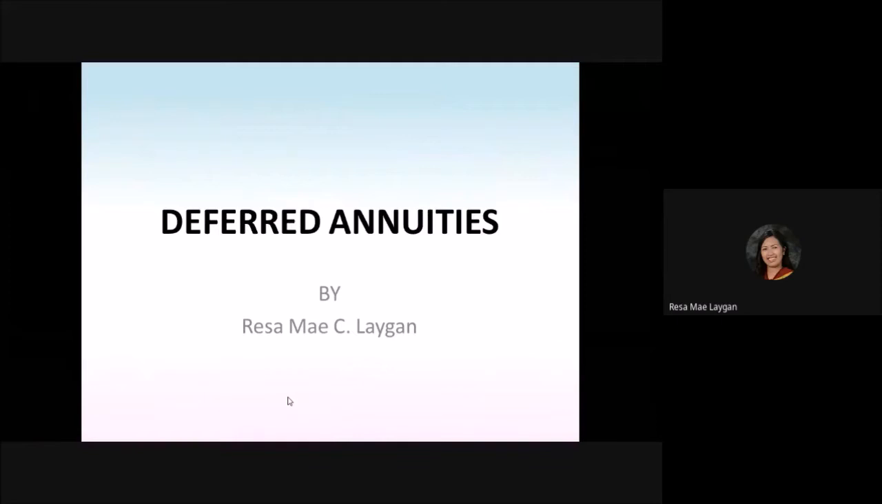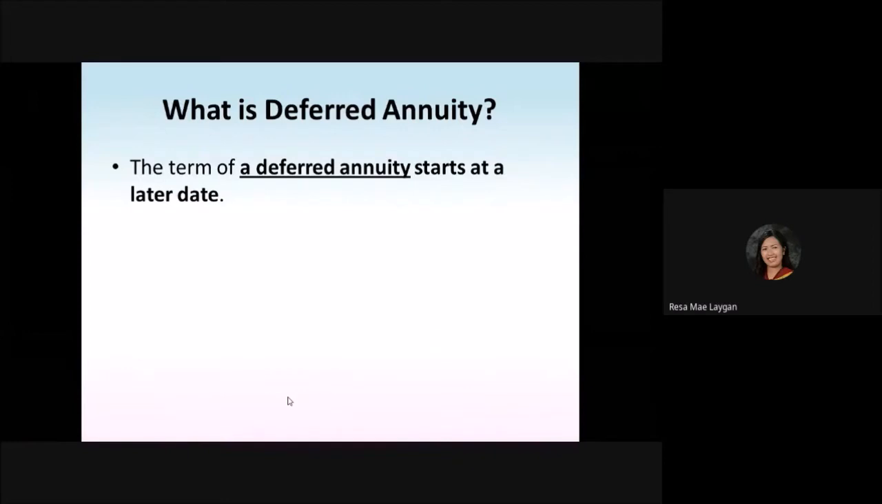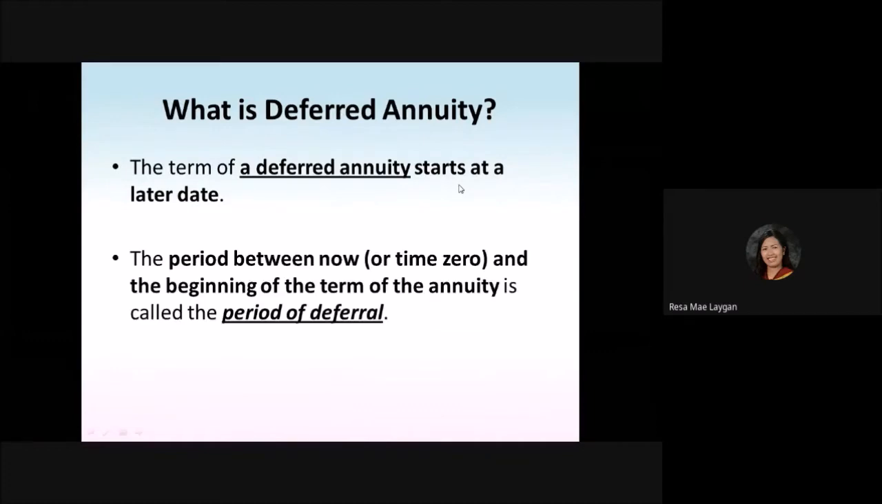Deferred annuities. This video is a continuation of the topic about annuities. So what is a deferred annuity? Again, a deferred annuity is another type of annuity, but it starts at a later date, because when we say deferred, it means later. The period between now and the beginning of the term of the annuity is called the period of deferral.